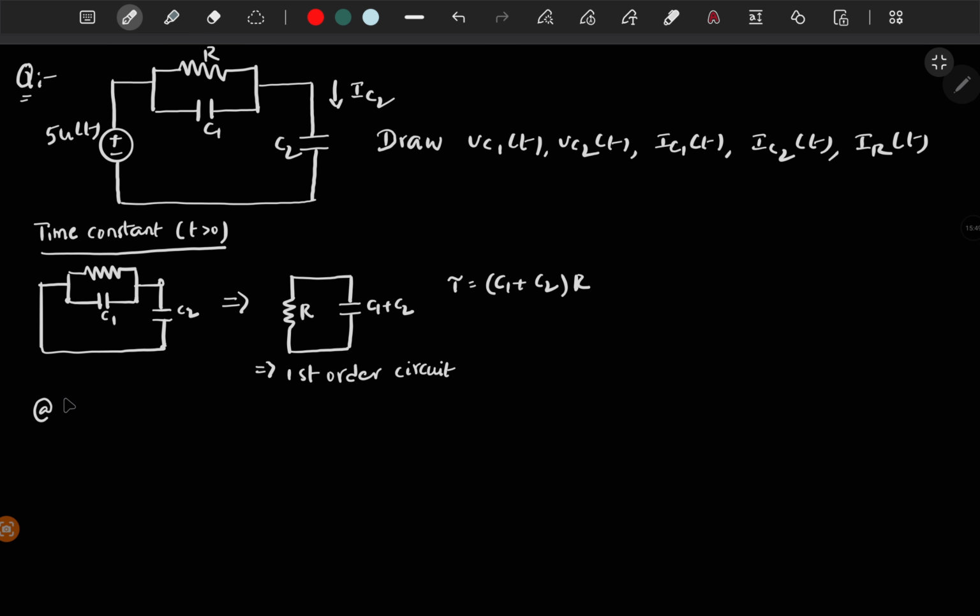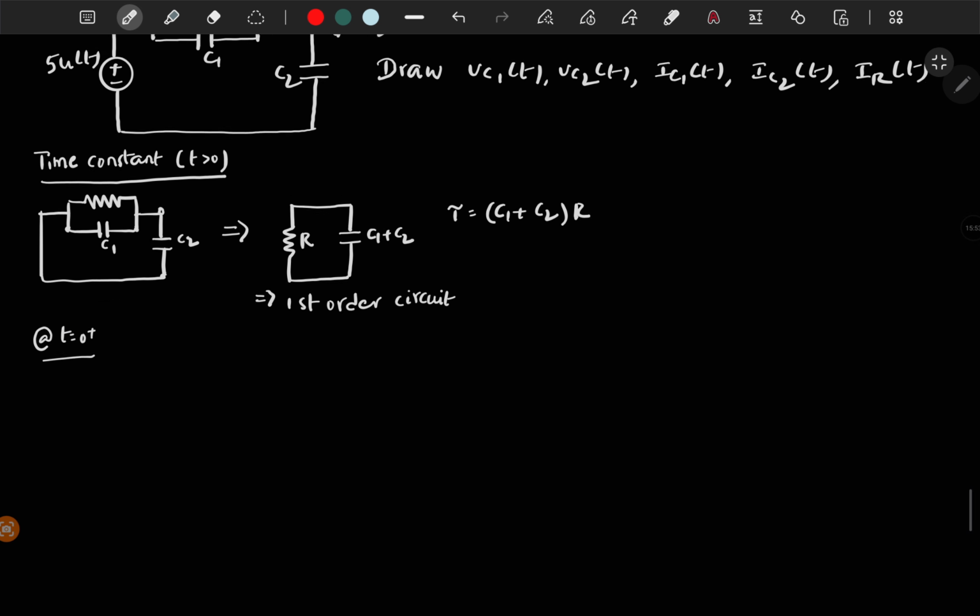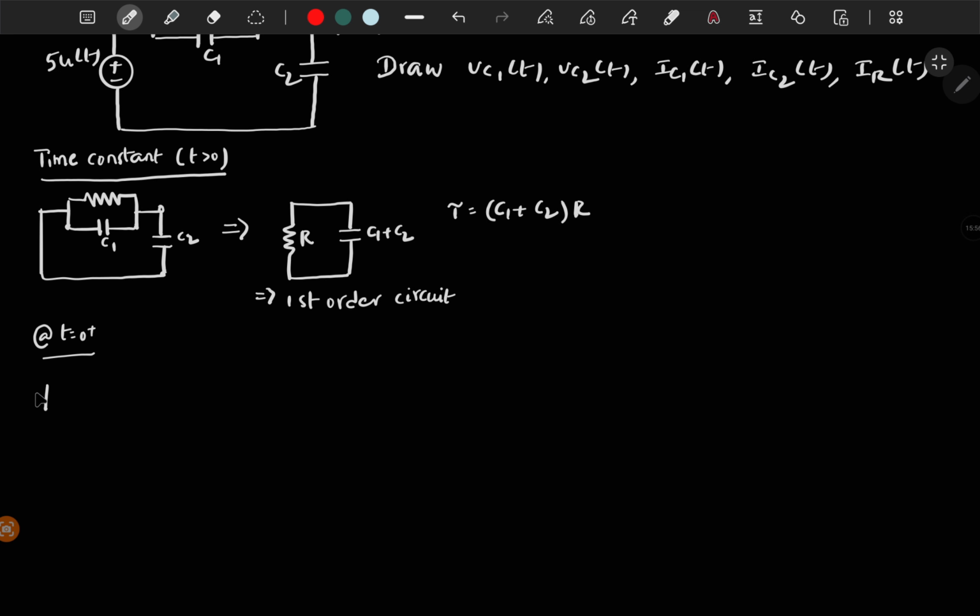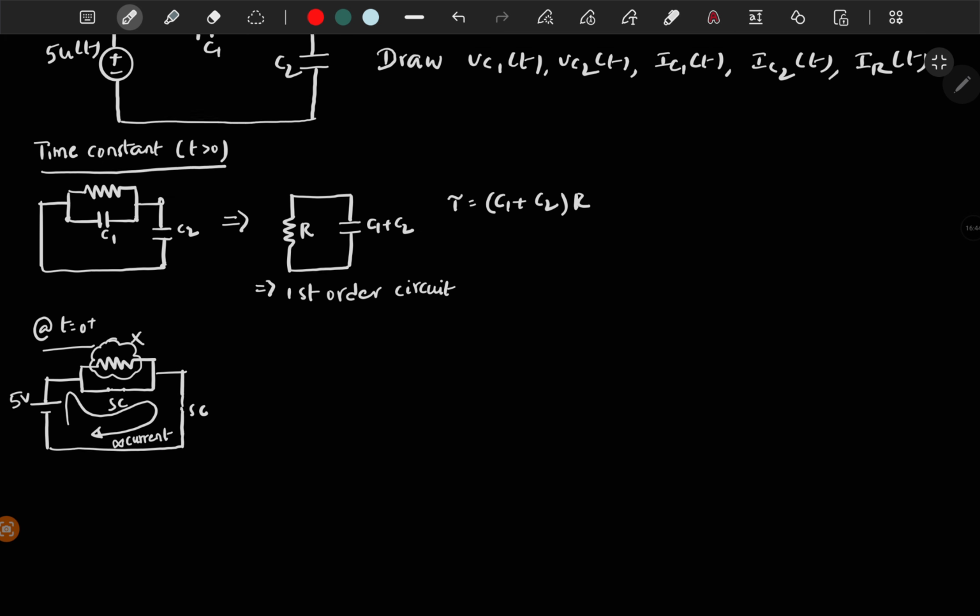Now at t is equal to 0 plus, you have to short circuit the capacitors because the initial voltage is 0. Then you have this circuit, short circuit C1, then short circuit C2. So this is short circuit and this is short circuit, and you are applying 5 volt. Since the resistor is in parallel with the short circuit, you can ignore this resistor, right? So you remove this resistor and you have only a short circuit path in parallel to a voltage source. It means infinite current will flow through the circuit, through both the capacitors actually.